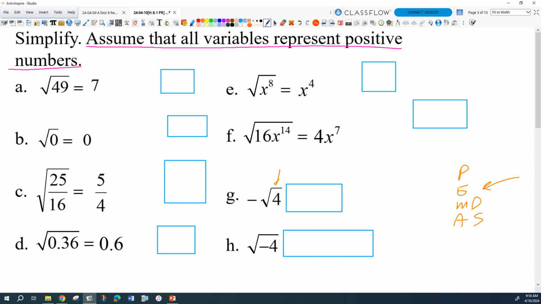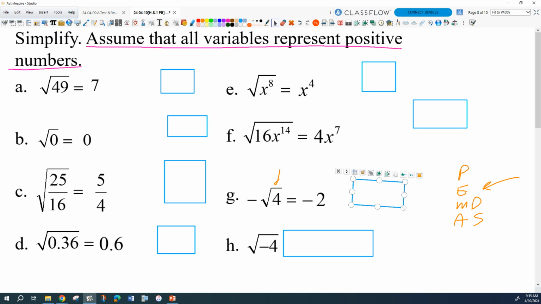A square root is the same as a 1/2 power. We'll talk more about this soon. A cube root would be the same as a 1/3 power. A fourth root would be a 1/4 power. So for that reason, those always fit in with exponents, right? So when we simplify something like this, E comes before M, before we multiply by that coefficient. So the square root of 4 is 2, and then we multiply by the negative coefficient, and we get -2. How about h?